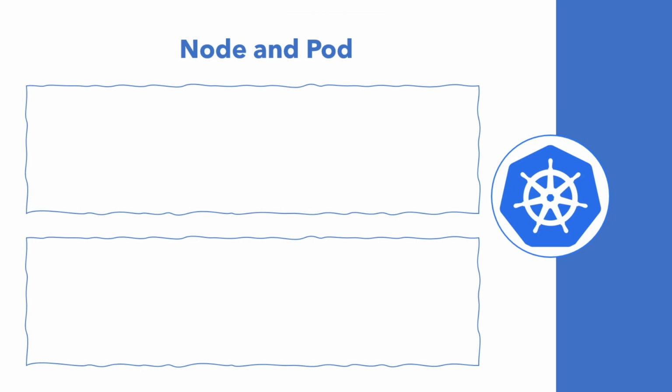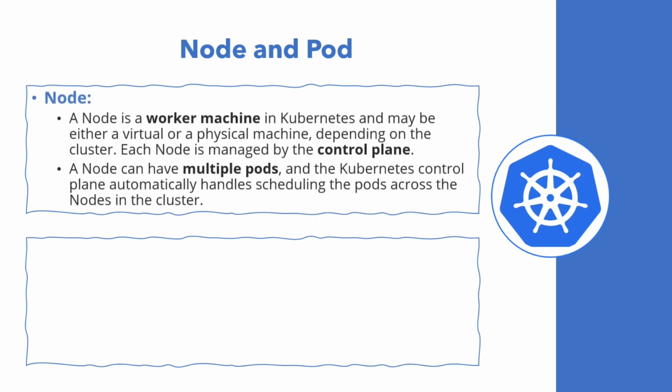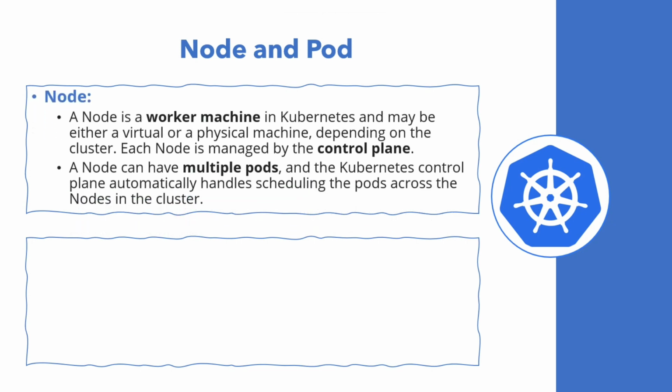Let's start with node. A node is a worker machine in Kubernetes and may be either a virtual or a physical machine, depending on the cluster. Each node is managed by the control plane. A node can have multiple pods, and the Kubernetes control plane automatically handles scheduling the pods across the nodes in the cluster. What is a pod then?